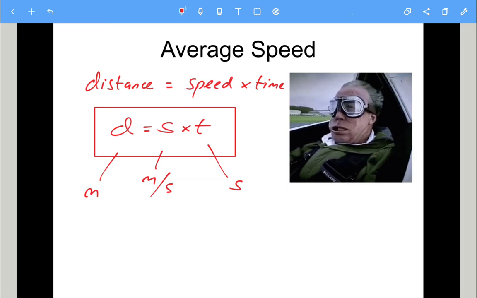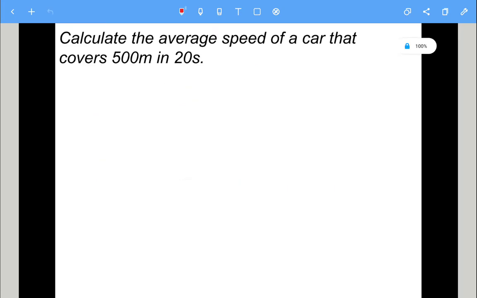Right, let's move on. Let's do this one first. If you're confident with the maths, if you want to have a go at this first, please do so, then I'll take you through the answer. If not, you can watch it as an example. So this one says calculate the average speed of a car that covers 500 meters in 20 seconds. So we've got the equation, if you remember it, it's D equals S times T, so distance is speed times time.